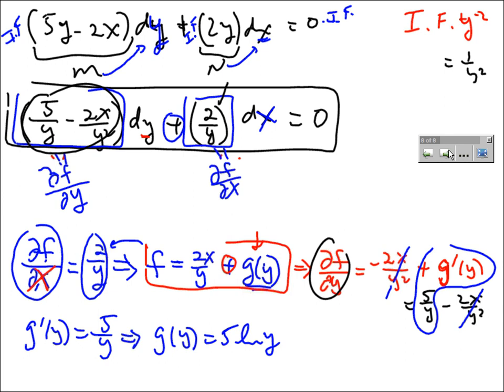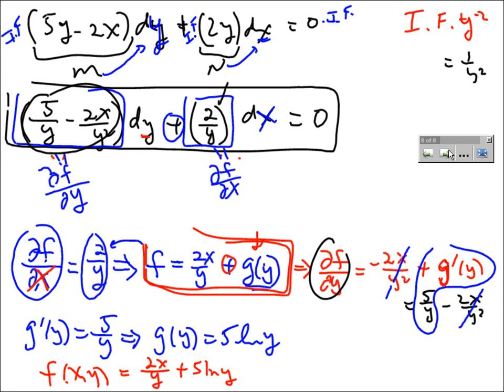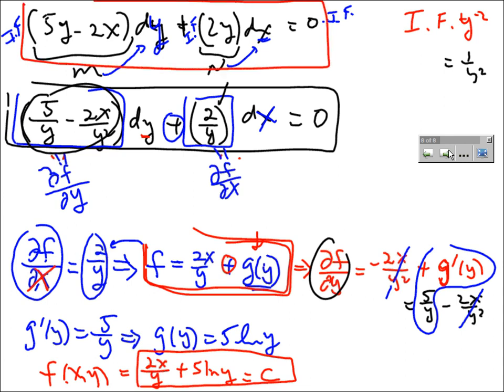So I'm going to update what's in this red box. And I'm going to tell you f, which is a function of x and y, is equal to 2x over y plus g of y. But g of y is 5 ln of y equals some constant. This is the solution to the differential equation from the very, very top.